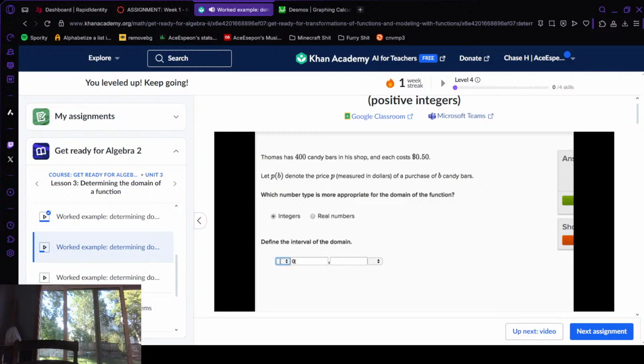The most I could buy: the store has 400 candy bars, so that's the most I can buy. The most I could buy is 400 candy bars, and I can buy 400, so I would put brackets there as well. So for the interval of the domain, I would select integers. B is a member of the integers such that B is also a member of this interval. It can be as low as 0, including 0, and as high as 400, including 400. Got it right.